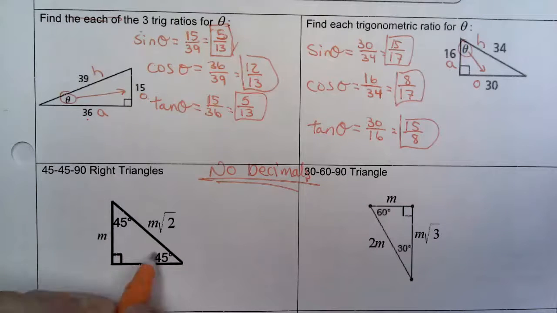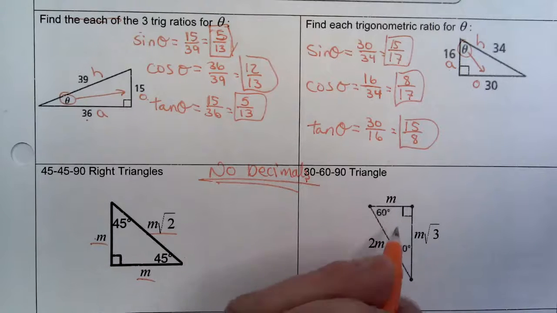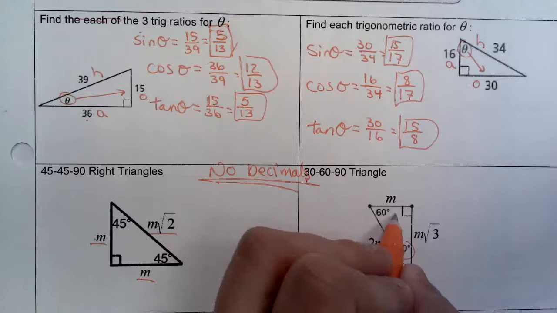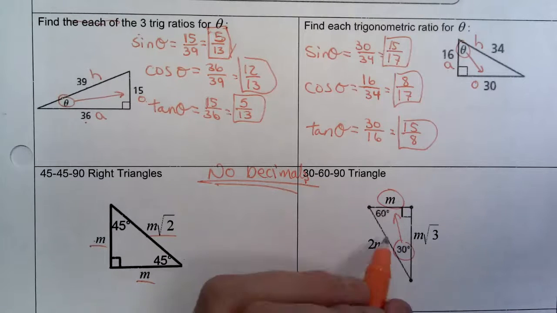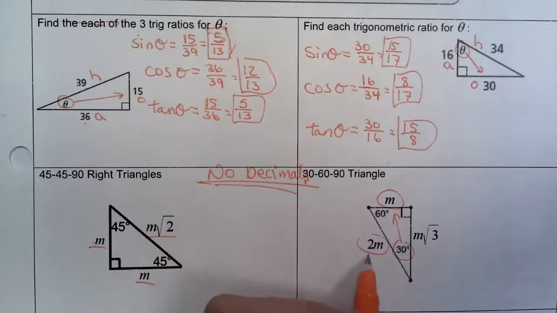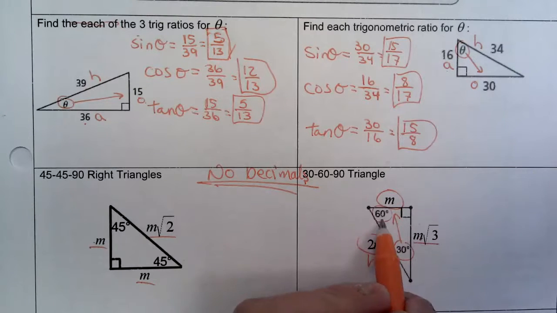So in a 45, 45, 90 triangle, recall that the two legs are the same length, and we're going to call them length m, and our hypotenuse is m times the square root of 2. In a 30, 60, 90 triangle, across from the 30 is always the shortest side, so it's m. The hypotenuse is always the longest side, so it's 2m. Okay? And m square roots of 3 is always the middle side across from the 60 degree.